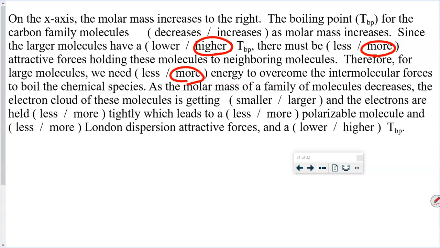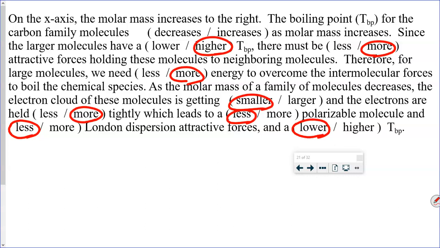As the molar mass of a family of molecules decreases, the electron cloud of these molecules is getting smaller. So I flipped the script, I apologize. We're going the opposite way now, so we're getting smaller. And the electrons are held more tightly as we get smaller, which leads to a less polarizable molecule and less London dispersion attractive forces and a lower boiling point.